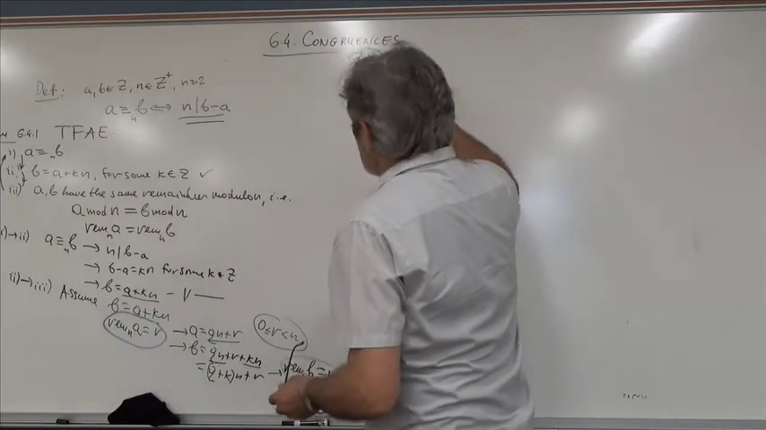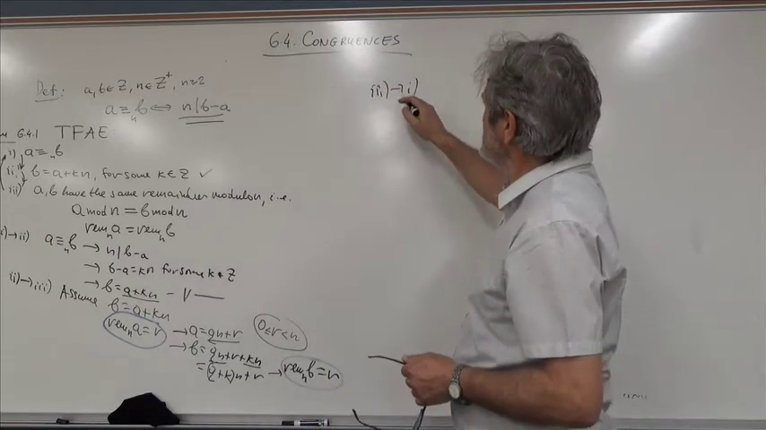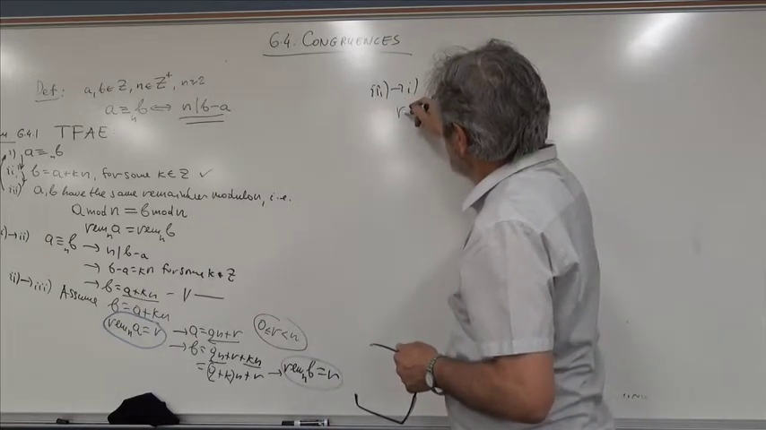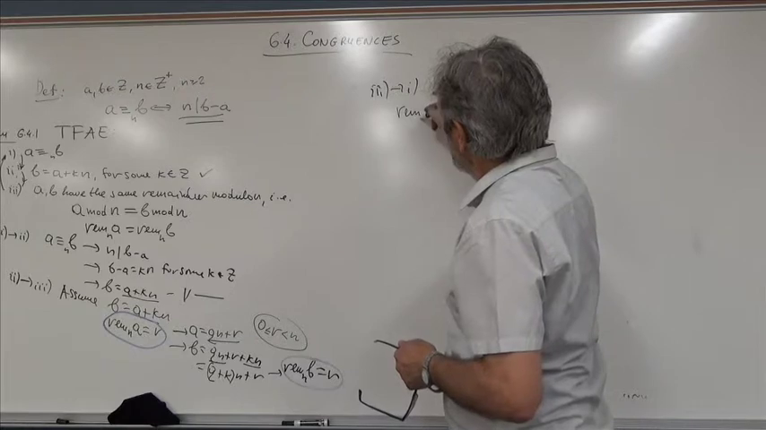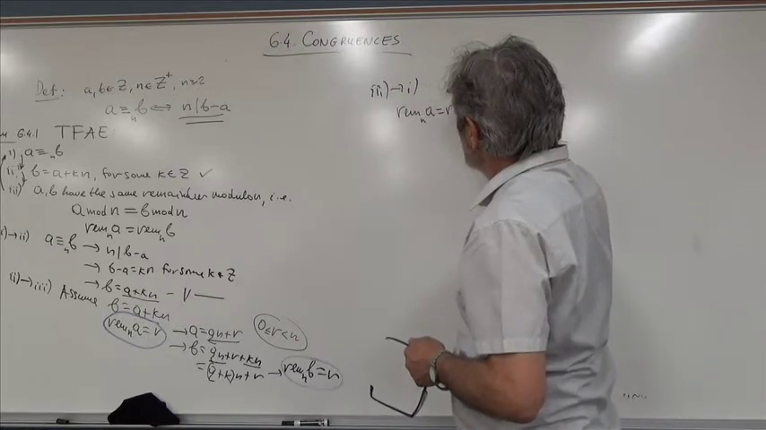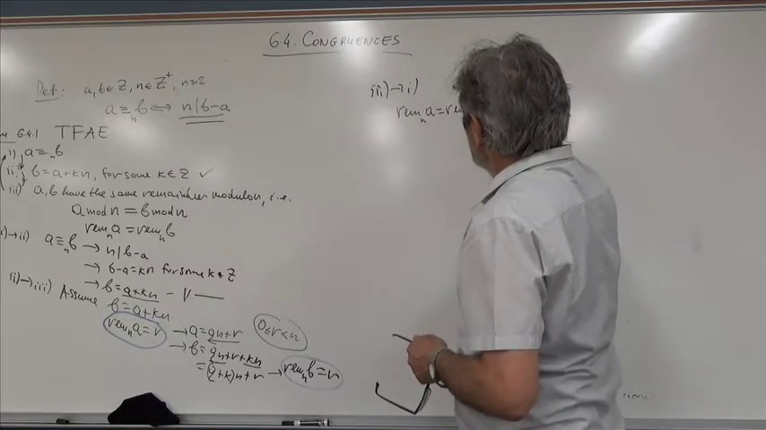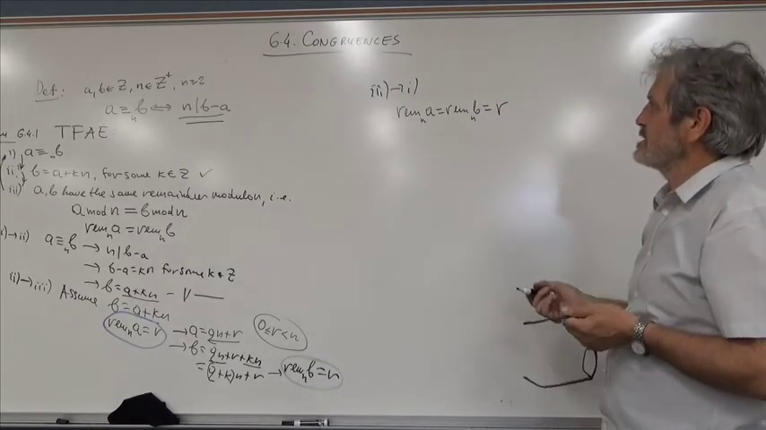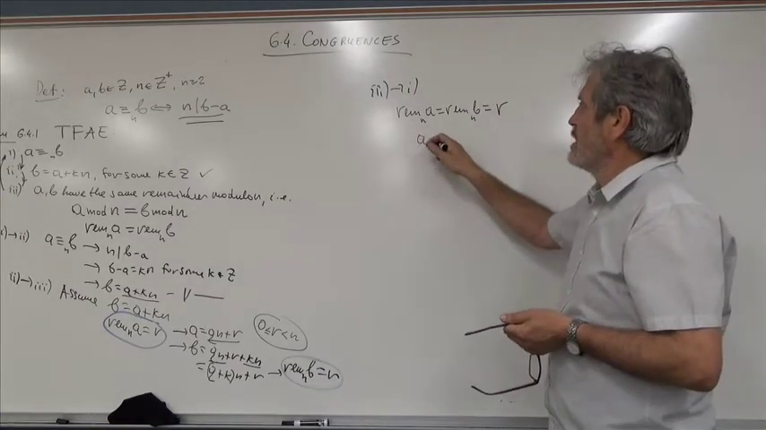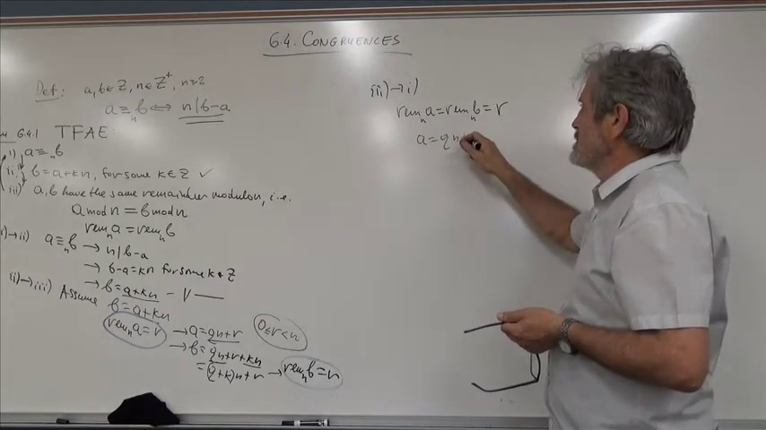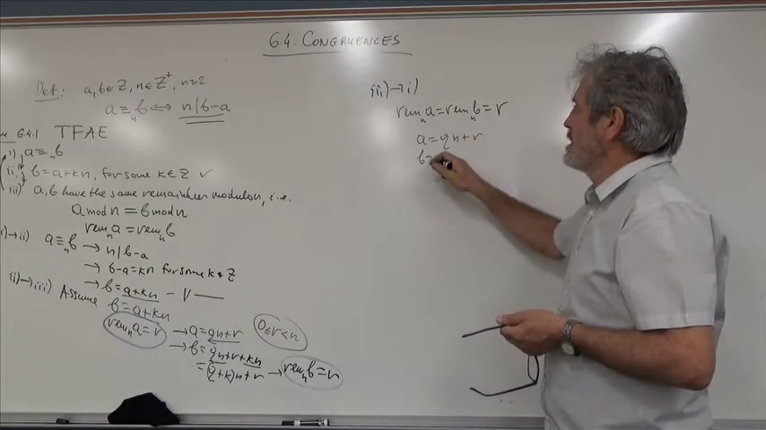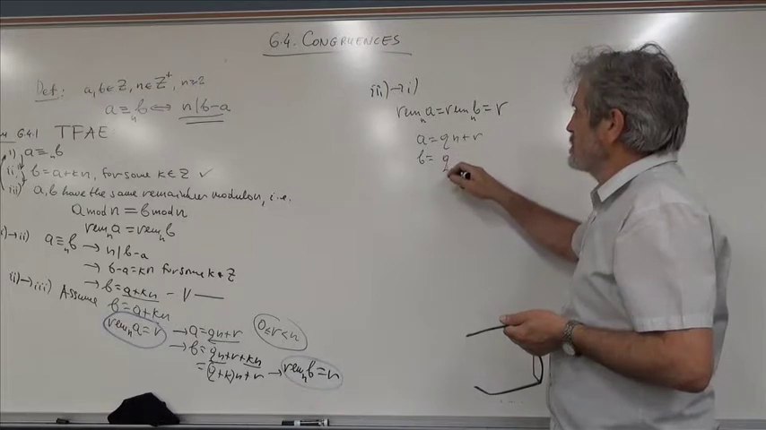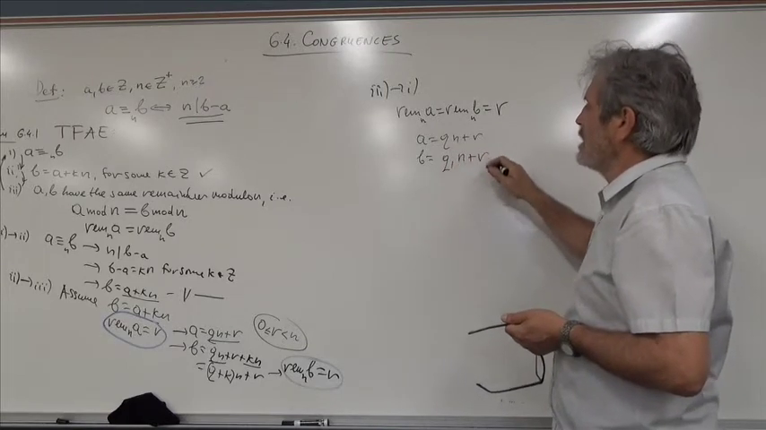3 implies 1. What does it say? So assume that the remainder of A modulo n equals the remainder of B modulo n equals, I'll call that number, R. Nothing special about that R. So what do I know? A equals Qn plus R. B equals Q1 n plus R.